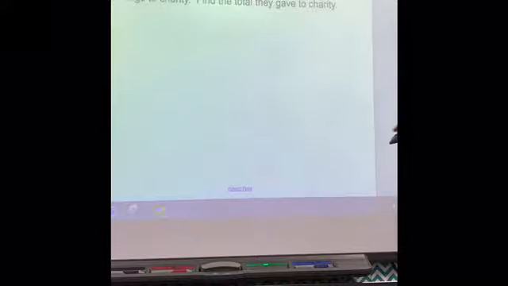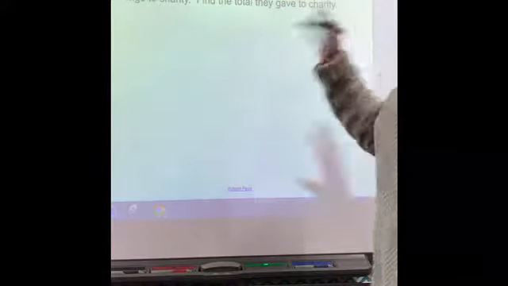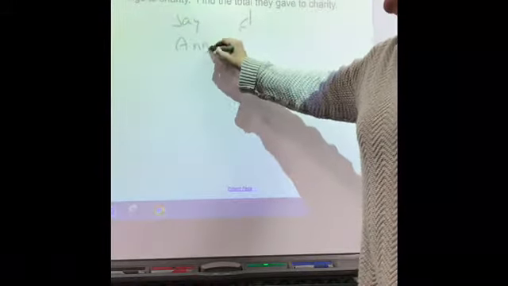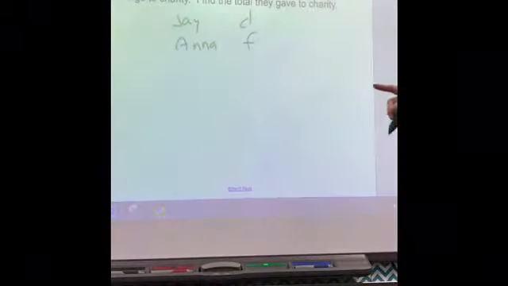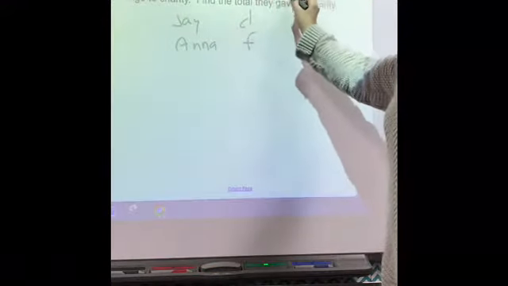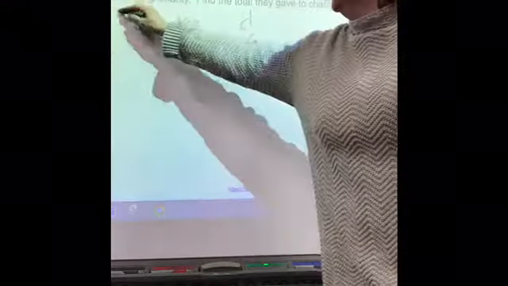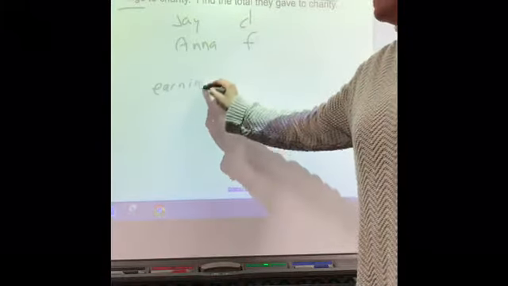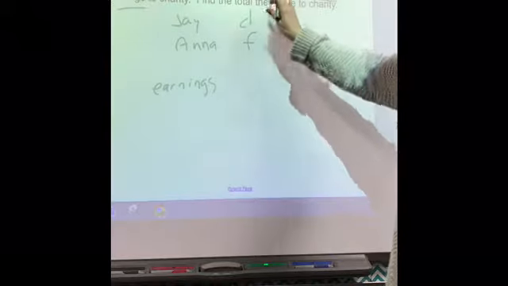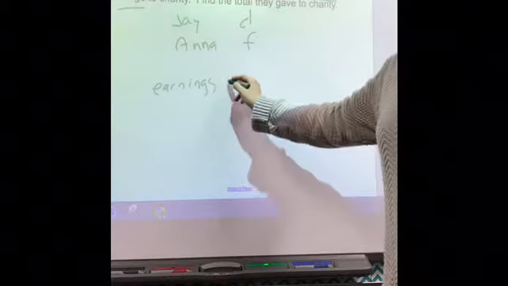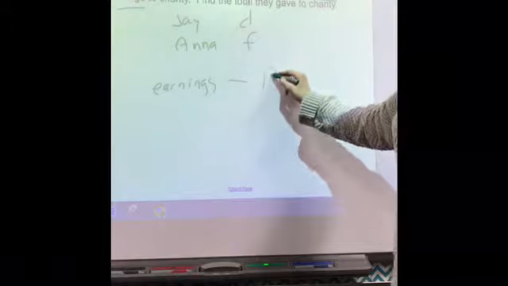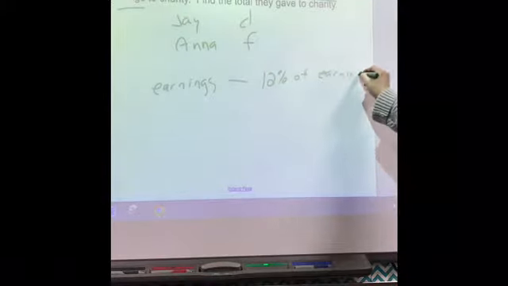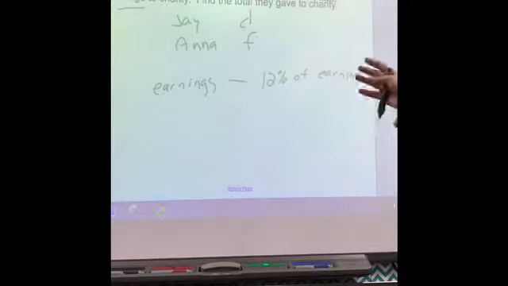All right, we have two different people, two different dollar amounts. I'm going to create a chart. Jay made D dollars, Anna made F dollars while working their summer vacation. They gave 12% of their earnings to charity. So we have to find their earnings. They're giving it away. So what operation is that? Subtraction. 12% of their earnings. So that's kind of my plan.